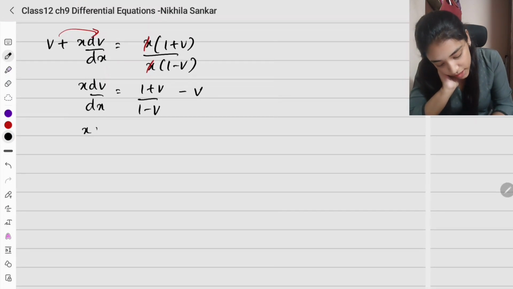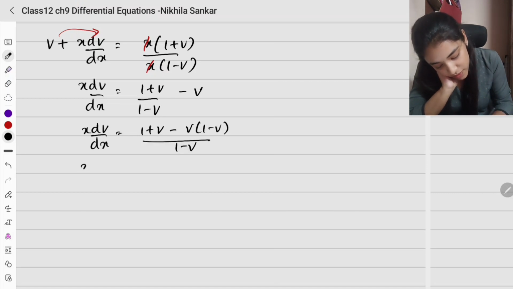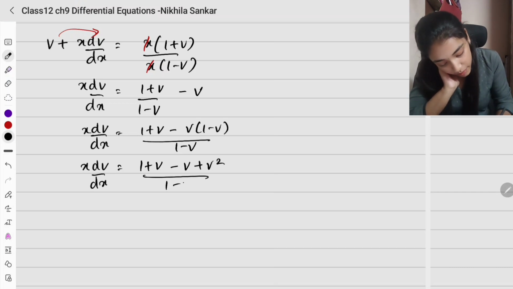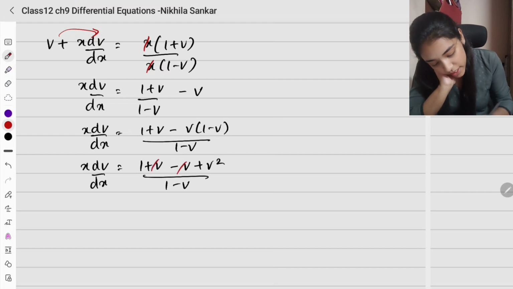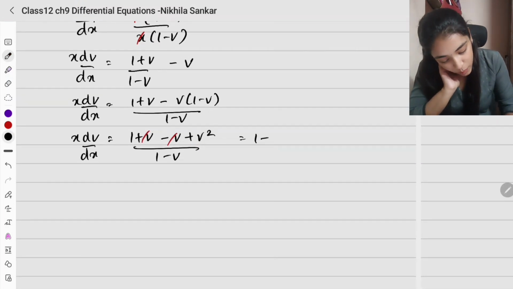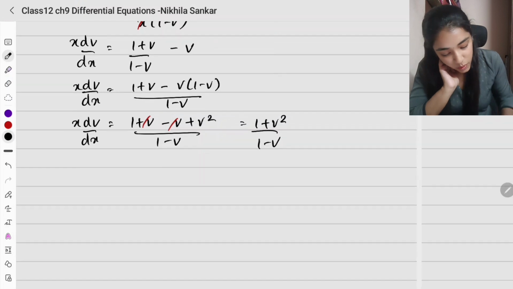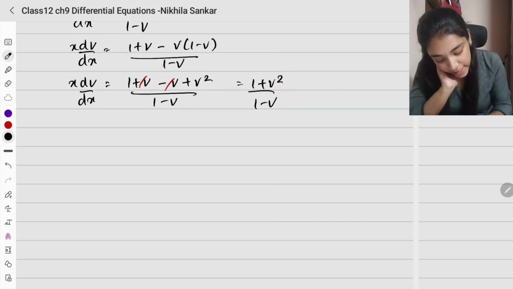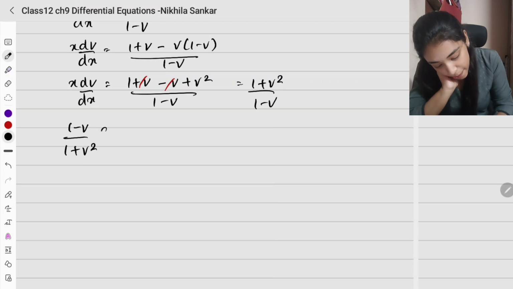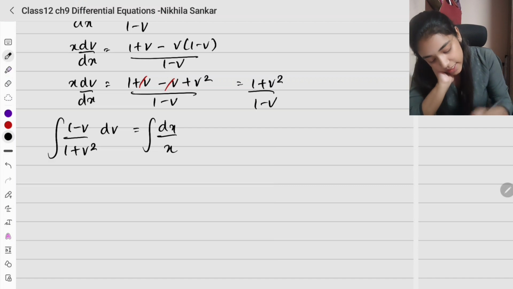So I have x dv by dx equals 1 plus v divided by 1 minus v, minus v. Okay, now let's take the LCM. x dv by dx equals 1 plus v minus v times 1 minus v divided by 1 minus v. So x dv by dx equals 1 plus v minus v plus v square divided by 1 minus v. So the v and the minus v gets cancelled. Numerator I have 1 plus v square divided by 1 minus v. Now taking v to one side and x to the other side, I have 1 minus v divided by 1 plus v square times dv equals dx divided by x, integrating on both sides.